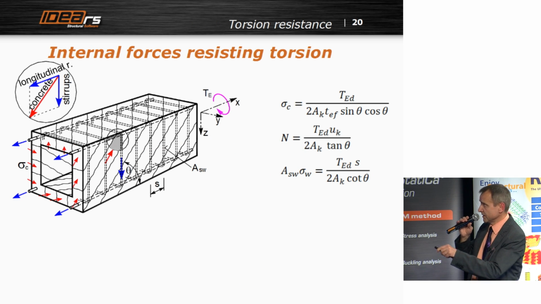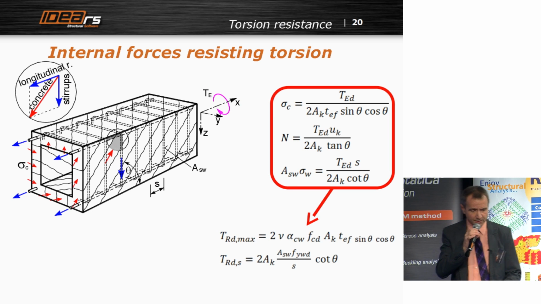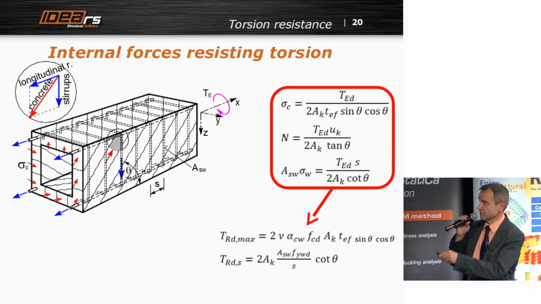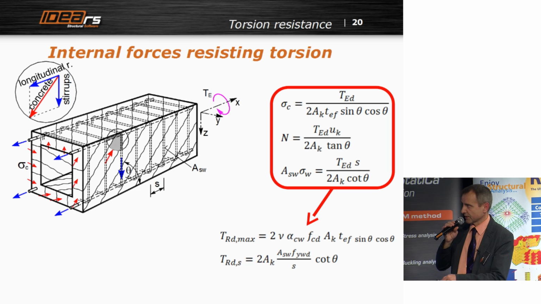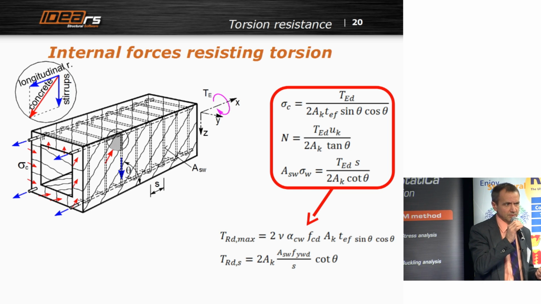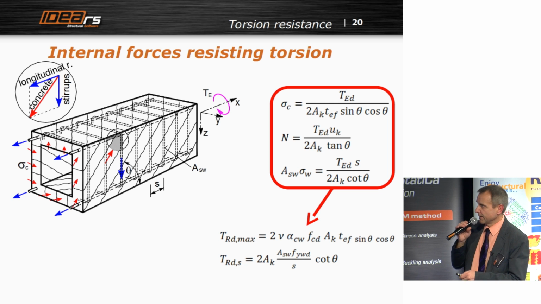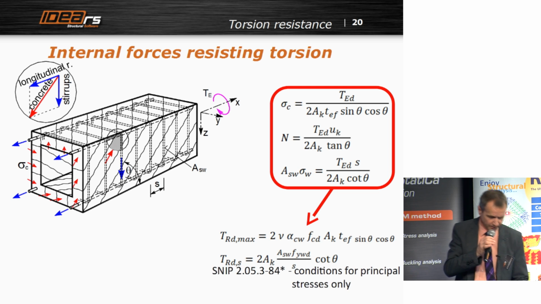Again, without any comment, there are equilibrium equations here, and from these equilibrium equations, which are not in Eurocode, you can derive these formulas which are in Eurocode. Actually, every cross-section is calculated as an equivalent thin-walled section. They use Bredt's formula. We transfer the torsion by longitudinal reinforcement, stirrups, and concrete. This is very similar to the one which is in SNP code.